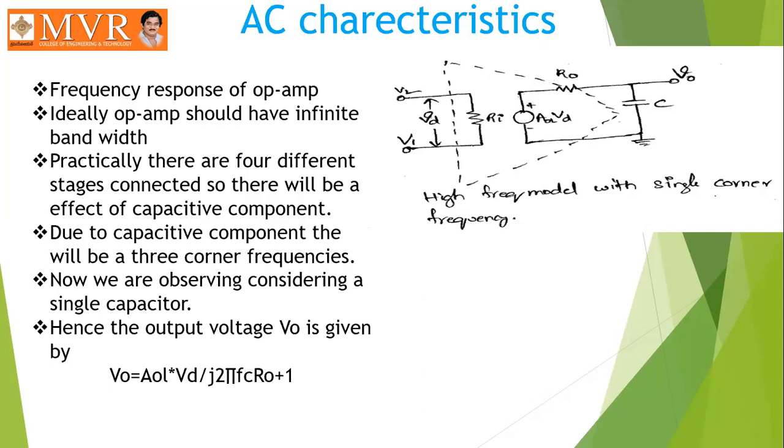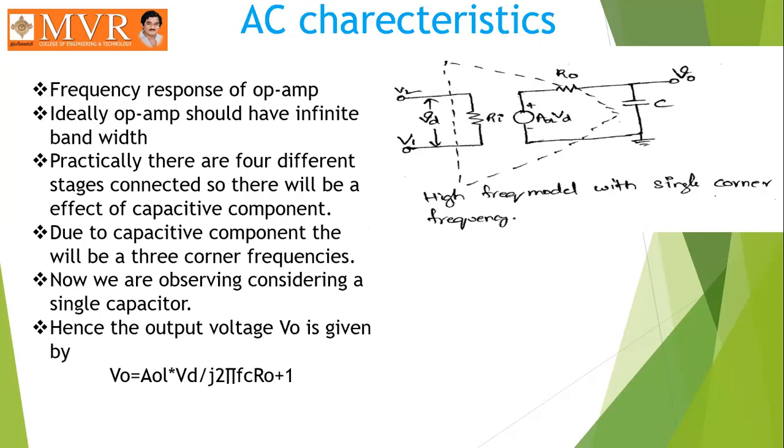This capacitance is going to affect the frequency response, that is, the AC performance of the operational amplifier. Due to this capacitance effect, we have three corner frequencies for this operational amplifier. Why three corner frequencies? Because there are three coupling stages: between first and second stage, second to third, and third to fourth.